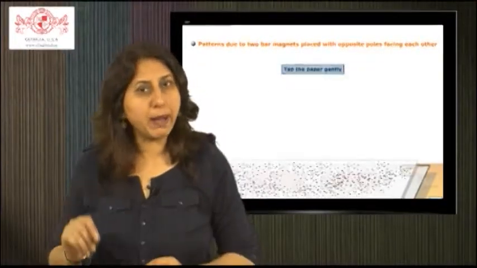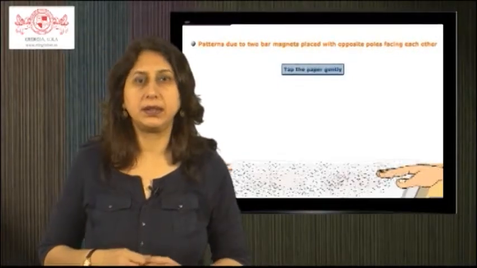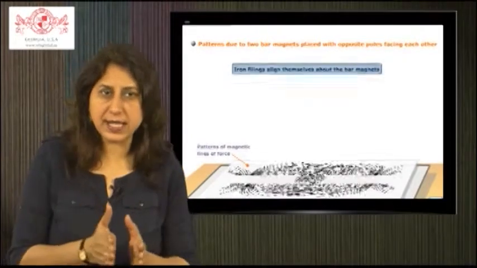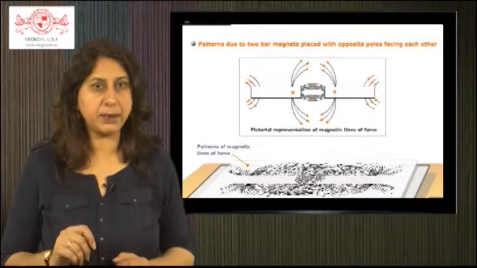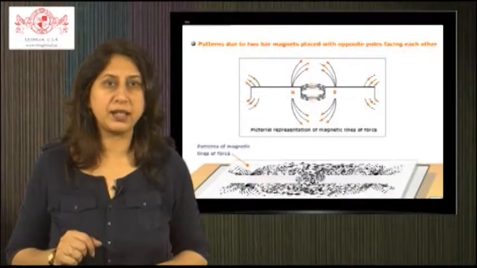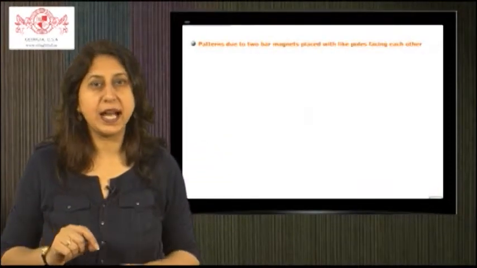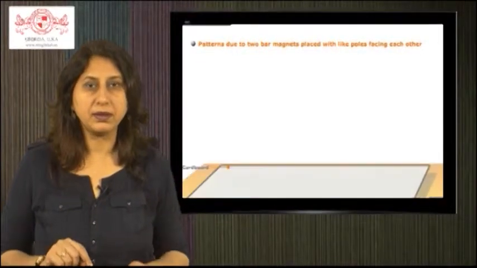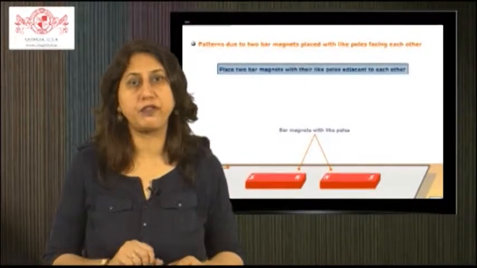Patterns due to two bar magnets placed with like poles facing each other. Place two bar magnets with their like poles adjacent to each other. Sprinkle some iron filings on a piece of paper and place it over the two magnets. Tap the paper gently. What do you see? You see that the iron filings align themselves about the bar magnets. This is a pictorial representation of magnetic lines of force.